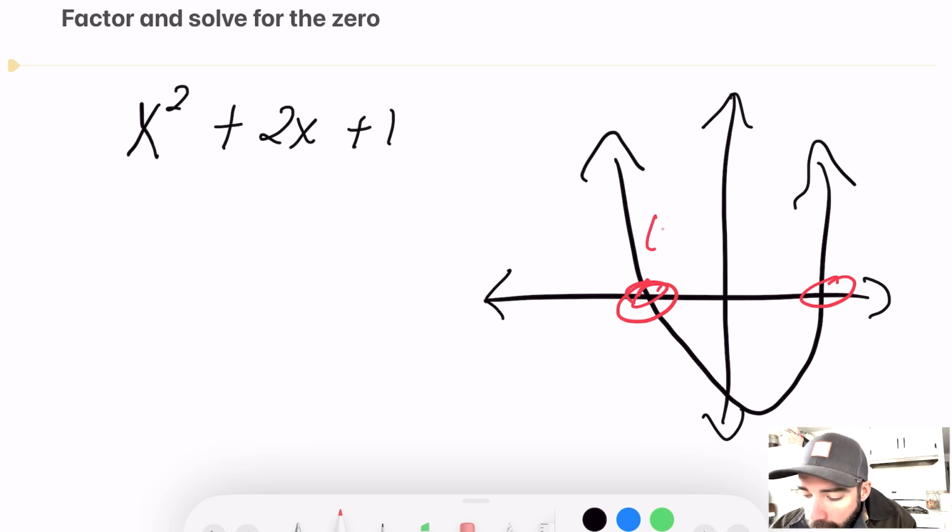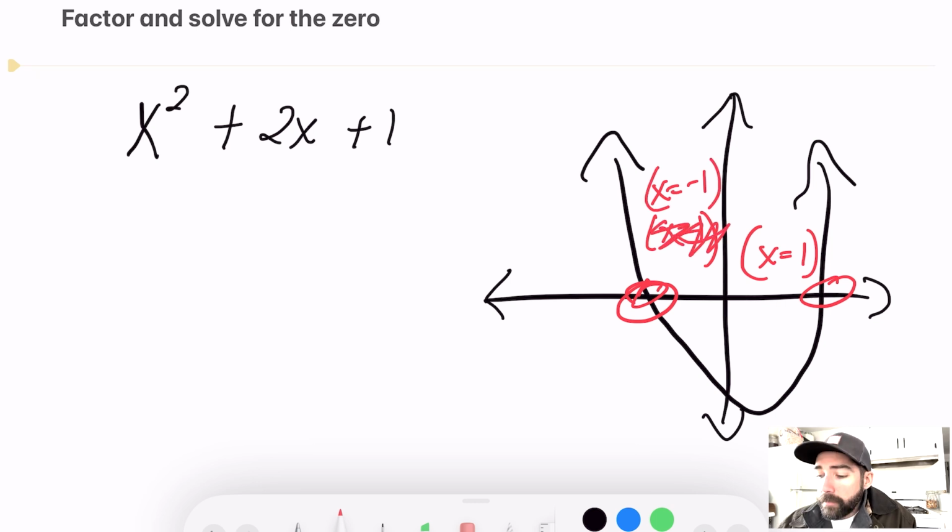Is it x equals 1? Well, in this case it would probably be 1 and -1, but that's a whole different story. This is where x equals -1. This is the x value when y is 0. That's the point of solving for the zeros, to find where it's landing on the graph.